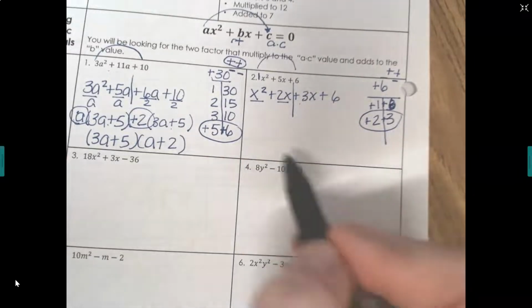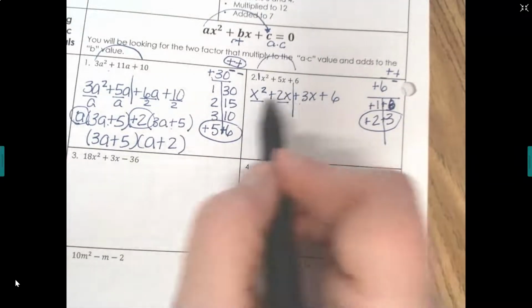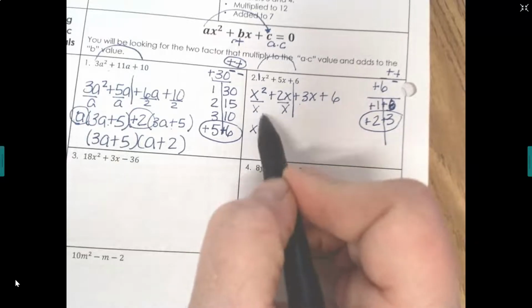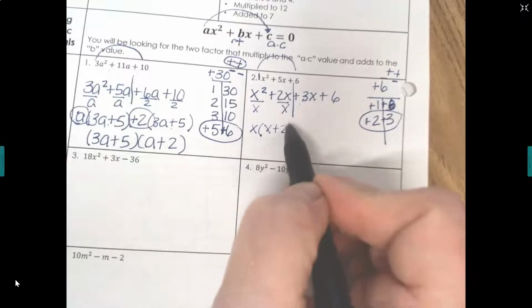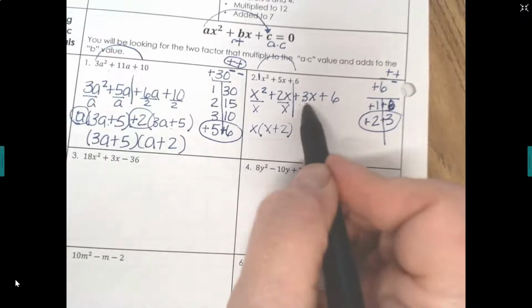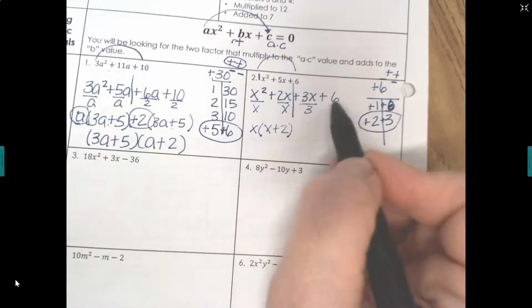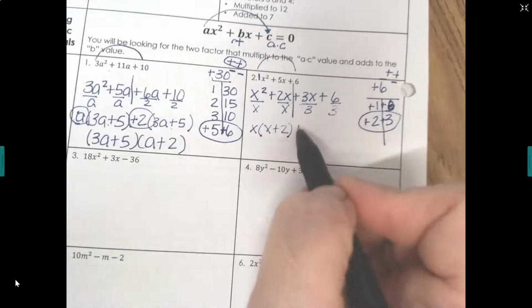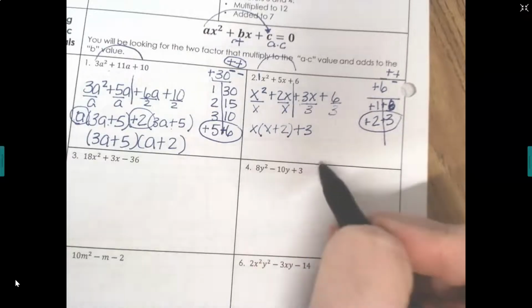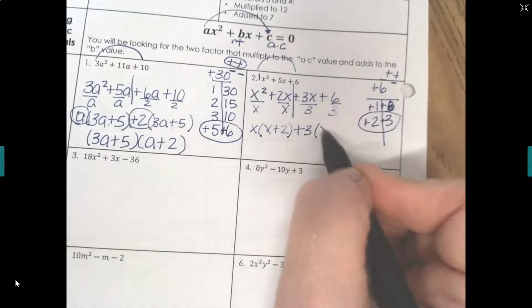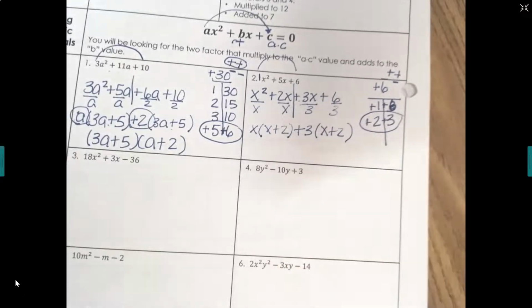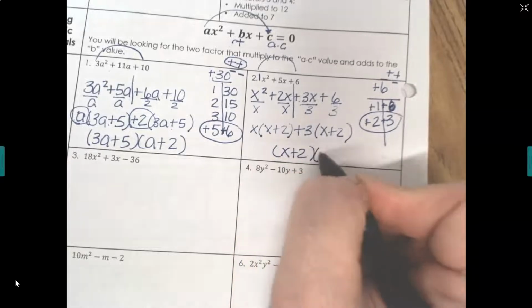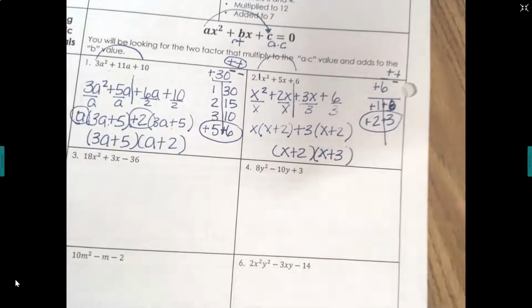On the left-hand side, there's no constant in common, but they do have a variable, just a single x. So they have an x in common, and when I take that out, I'm left with x plus 2. On the right, they have a 3 in common, but they do not have a common variable because there's only one x. So I say plus 3 because it's positive, because the leading coefficient is positive. And when I divide that out, I'll get x plus 2. My GCF is x plus 2. What is left behind is x plus 3.